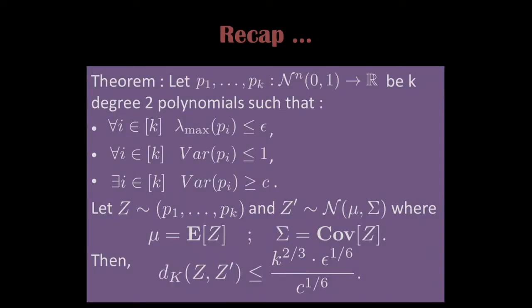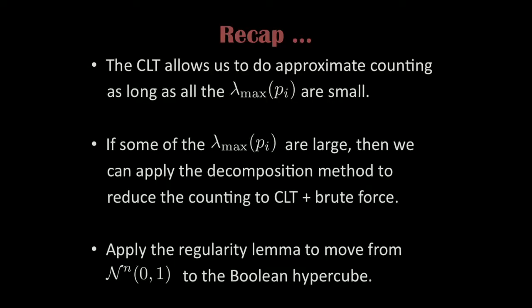Okay, so recap: we have the central limit theorem, and CLT allows us to do approximate counting as long as all the eigenvalues are really tiny. If some of the eigenvalues are large, we can apply this decomposition to reduce it to a combination of CLT plus brute force, and you can use the regularity lemma to move from the normal to the Boolean hypercube. Thanks.